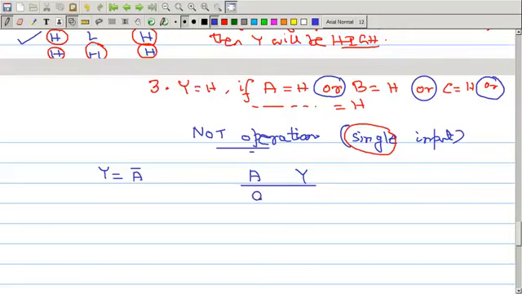So if the input is 0, the output will become 1, and if the input is 1, then the output will become 0. Now it may appear to you: why does this happen, or how does it occur? So now there are some electronic circuit arrangements. You have come across the names diodes and transistors in your higher secondary classes.